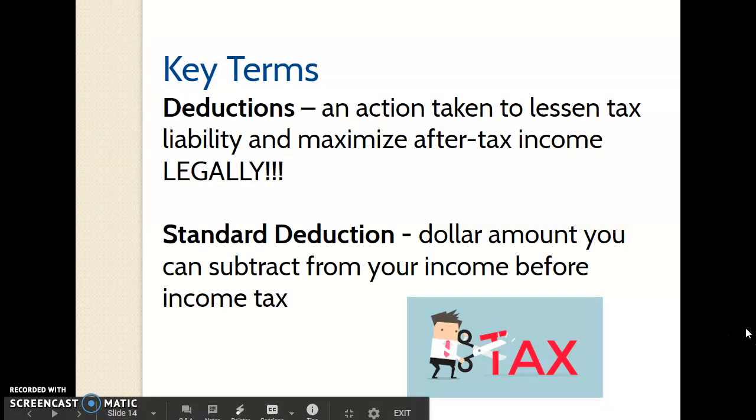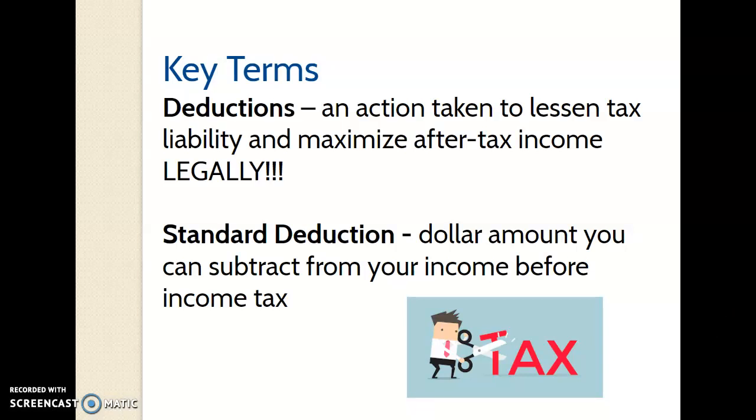Deductions are any action that you can take that lessen your tax liability, and it will maximize your after-tax income legally. So you can take deductions for different things. Usually you can get some tax breaks or claim deductions if you own a home, if you donate to charities, if you're a teacher and you spend money on schools.